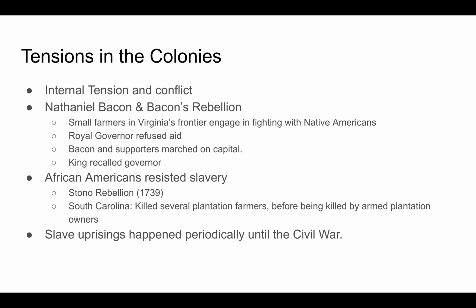We also have at this time the growing predominance of slavery in the colonies, and by the 1730s and 40s, the decades leading up to the Revolutionary War, you have a large slave population, particularly in South Carolina. These African Americans are known to have resisted and rebelled against slavery during their enslavement. One famous example is the Stono Rebellion in 1739, again in South Carolina. These slaves rose up and killed several plantation farmers before other plantation owners armed themselves and killed the insurrectionists. These uprisings happened periodically during the colonial period up until the Civil War.